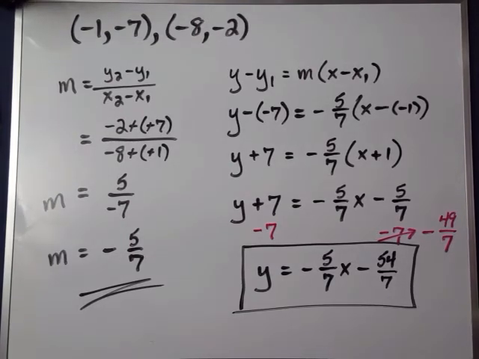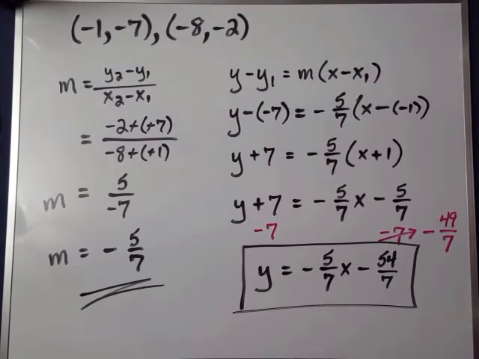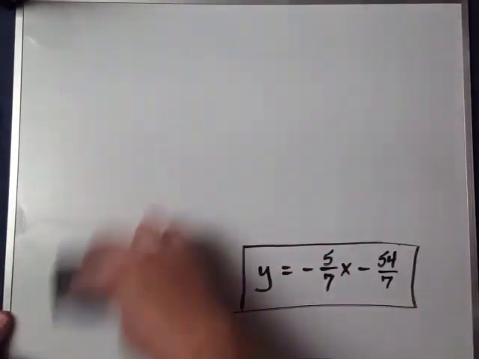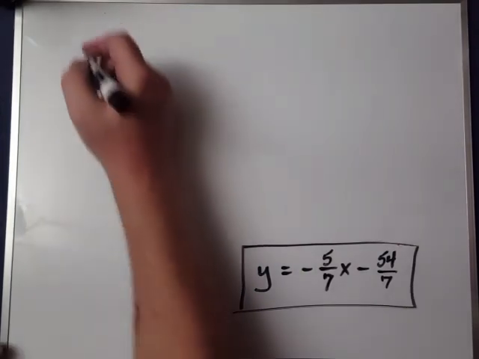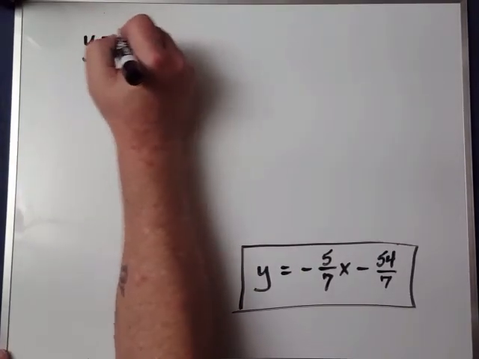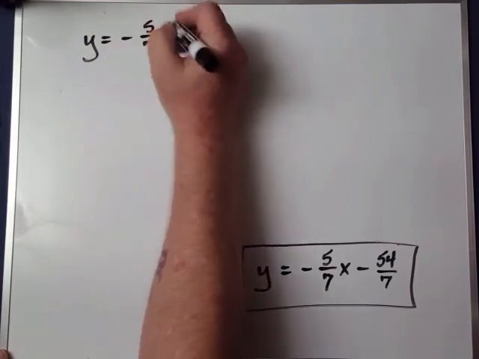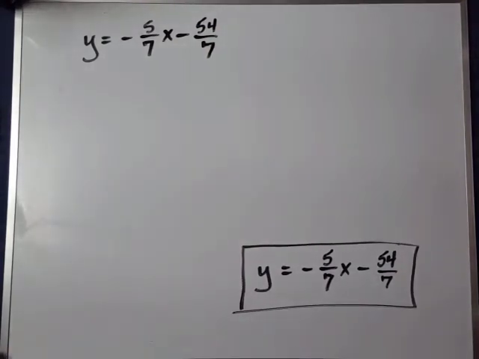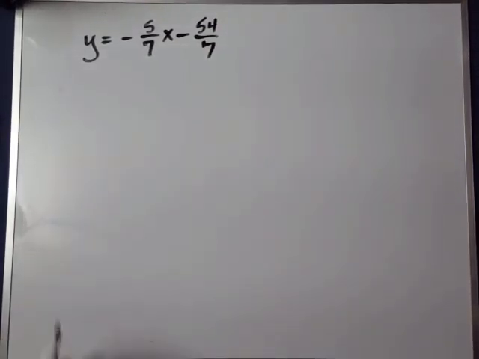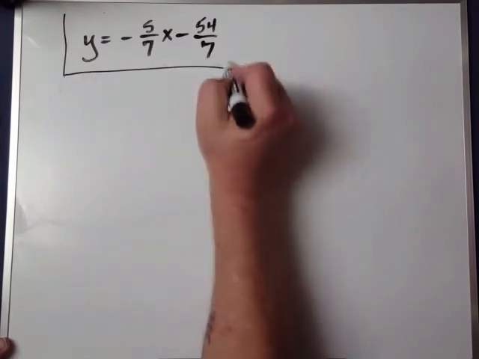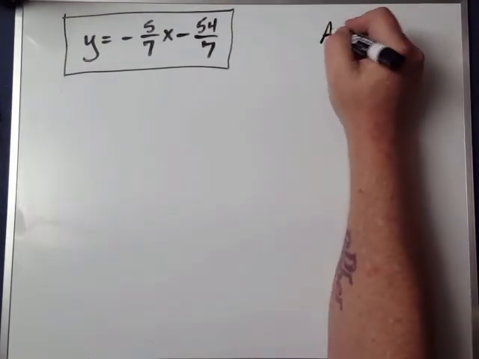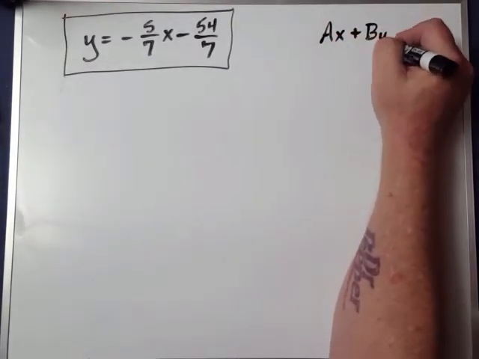But they also wanted me to give this answer in standard form. Let's make some room. You can continue down your paper. I'm going to move this up to the top where I can see what I'm doing. Okay, so here's our answer that we found in slope-intercept form. But now we want it to be in standard form. We want it to look like this.